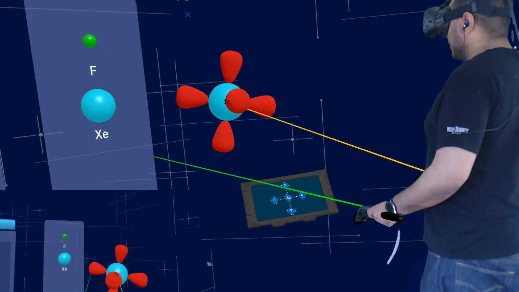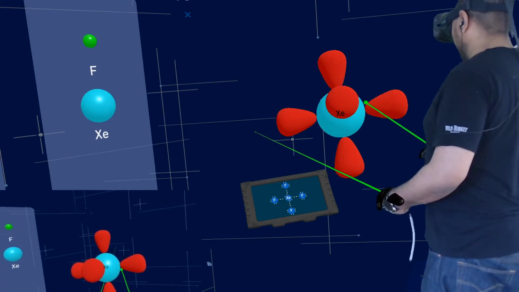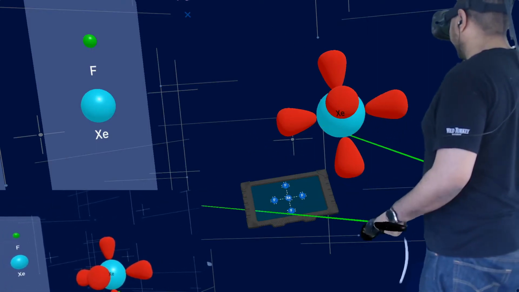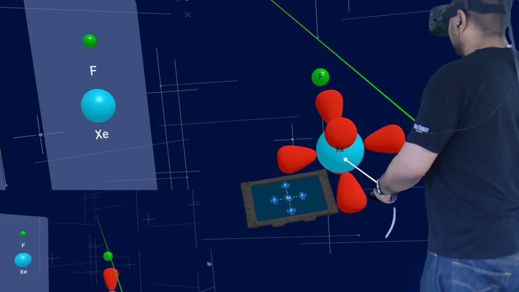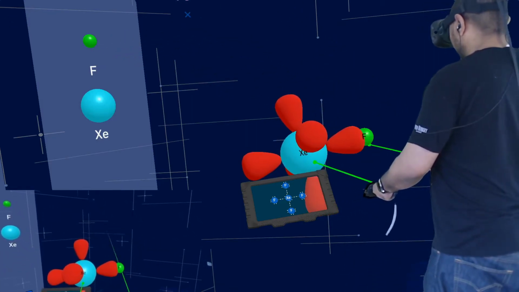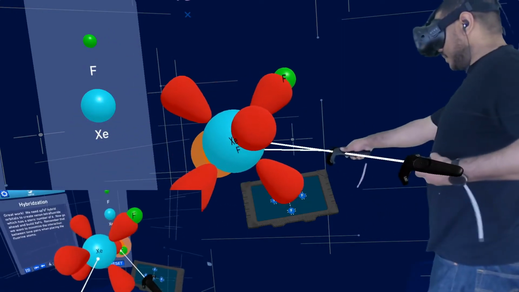Great work! We need sp3d2 hybrid orbitals to create xenon tetrafluoride, which has a steric number of 6. Now go ahead and build xenon tetrafluoride. Remember that we want to minimize the interaction between lone pairs when placing the fluorine atoms.